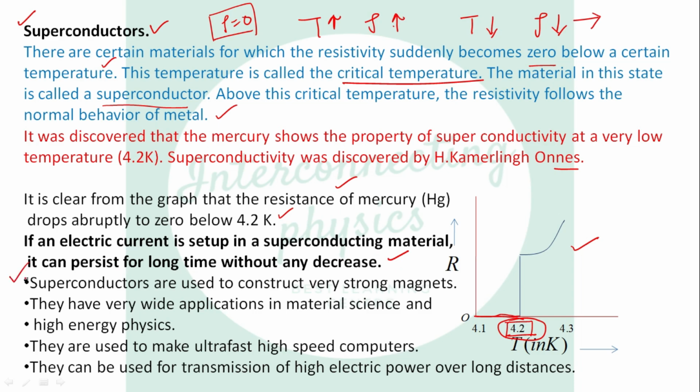And what are the uses of superconductors? Superconductors are used to construct very strong magnets. Number two, they have very wide applications in material science and high energy physics. They are used to make ultra fast high speed computers, and they can be used for transmission of high electric power over long distances, because there is no loss of power in the superconductors because there is no resistance. If there is no resistance, current can persist for long time. That means these superconductors can be used for high electric power transmission for long and long distances.